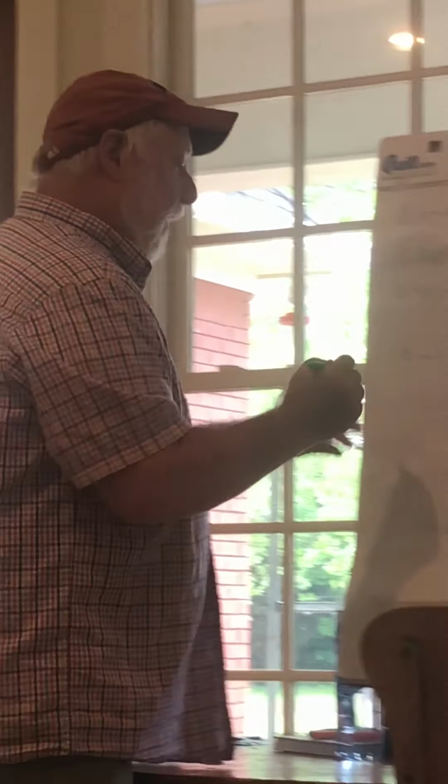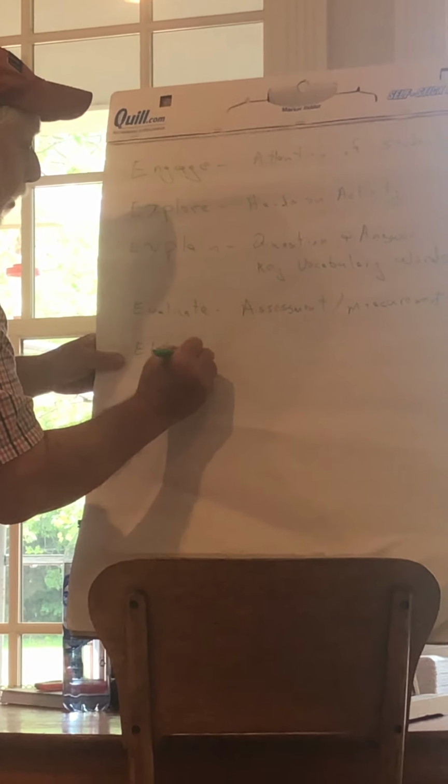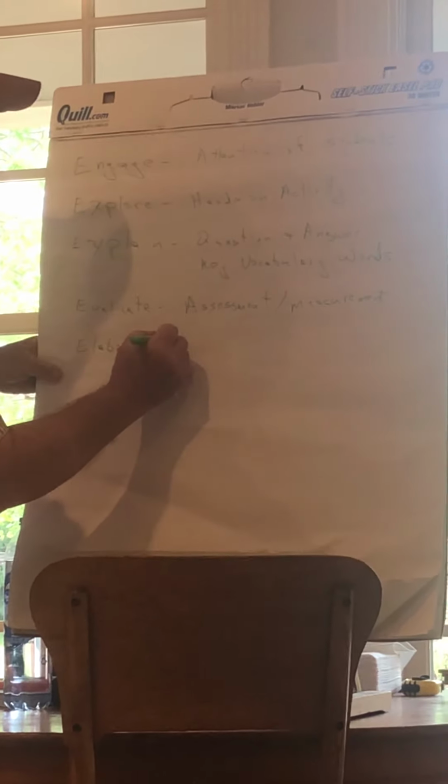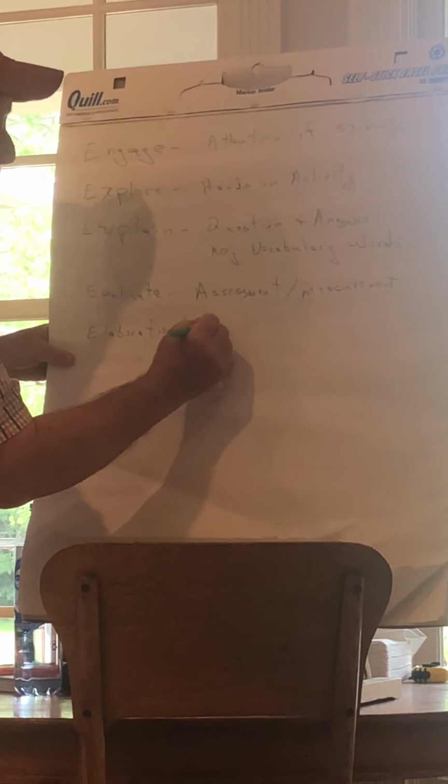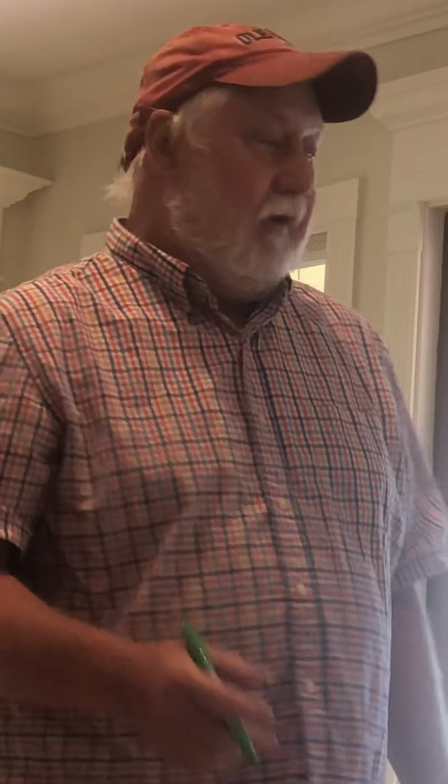The last E, which I like, is the elaboration. This is where creative thinking can come in. Elaboration, extension. I've seen it used both ways. And basically here the students take what they've learned and they go beyond that.